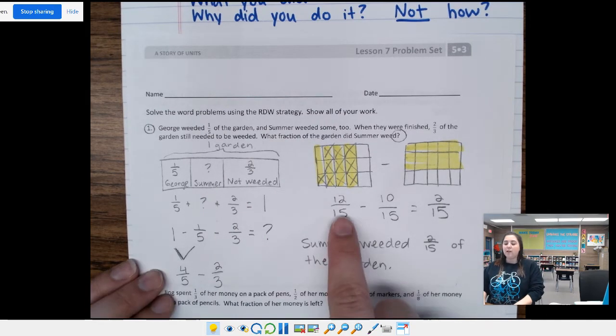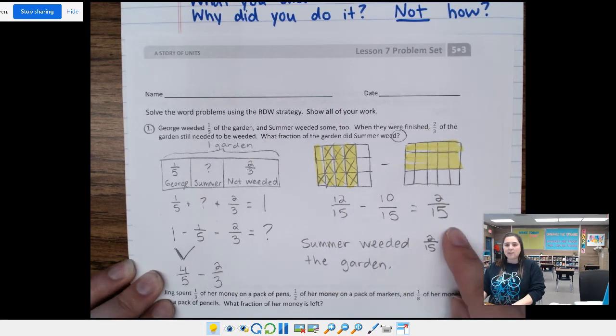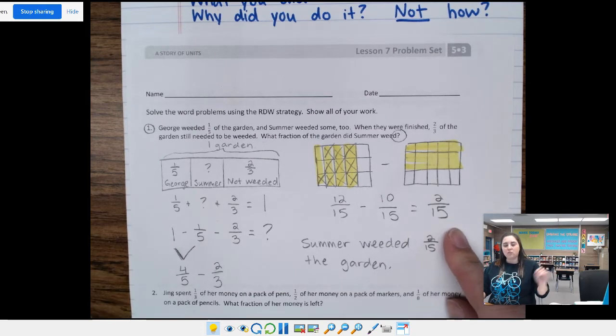I don't need to explain, first, I took 12/15 minus 10/15, that equals 2/15. I don't need that kind of detail. Just what did you do? Why did you do it?